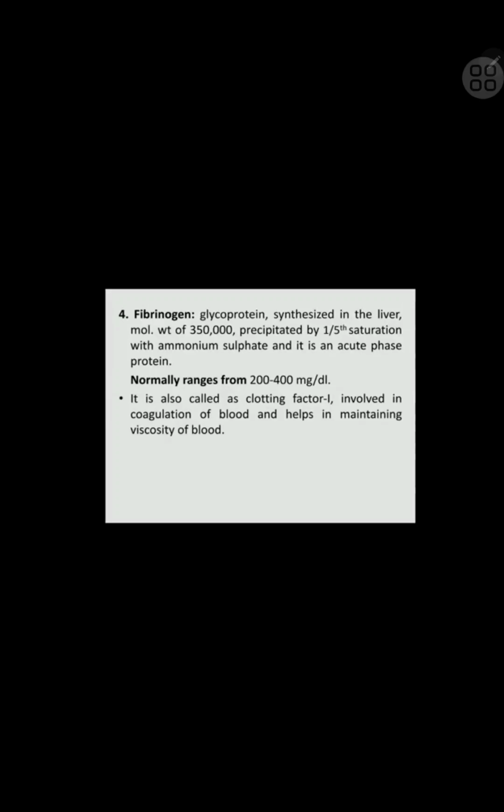Fibrinogen is a glycoprotein synthesized in the liver, having a molecular weight of 350,000, precipitated by one-fifth saturation with ammonium sulfate, and it is an acute phase protein. Fibrinogen normally ranges from 200 to 400 milligram per deciliter or 0.2 to 0.4 grams per deciliter. It is also called clotting factor 1. It is mainly involved in coagulation of blood and also helps in maintaining viscosity of blood.